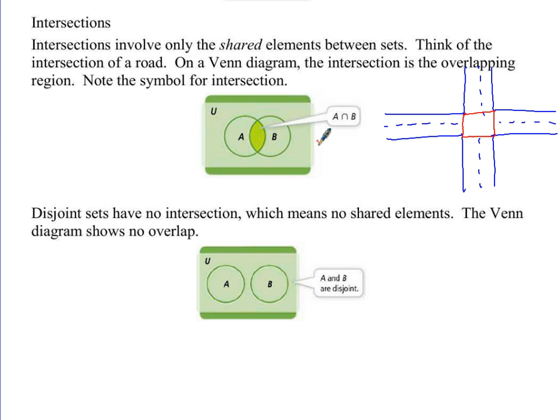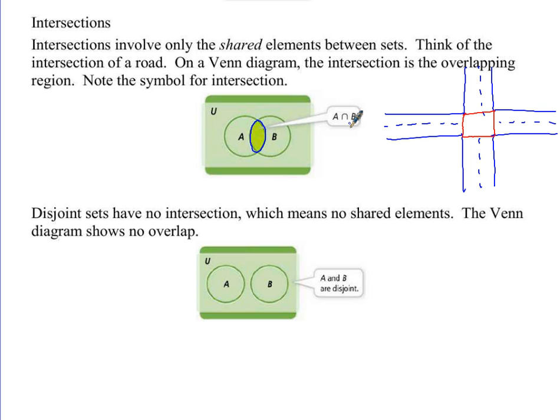So my example from earlier was me and Mr. Hanlon. Here's all of the students in Graybull High School. Here's all of the students in Graybull High School who have me as a teacher. And then this would be all of the students in Graybull High School who have Mr. Hanlon as a teacher. This little portion in between would be all of the students in Graybull High School who have both me and Mr. Hanlon as a teacher. That's the intersection, the overlapped area.